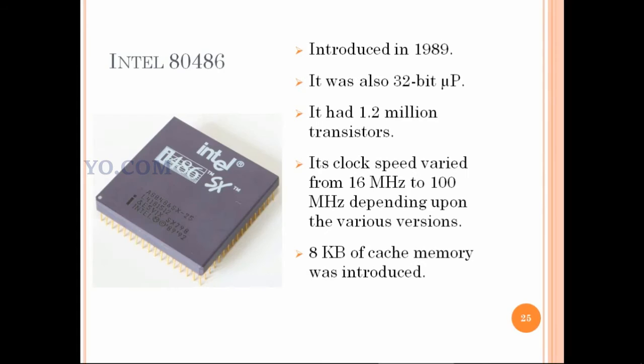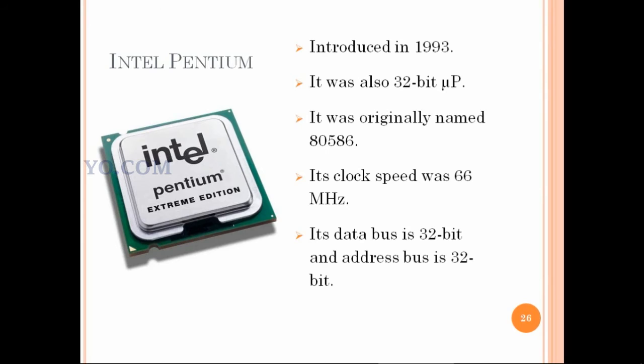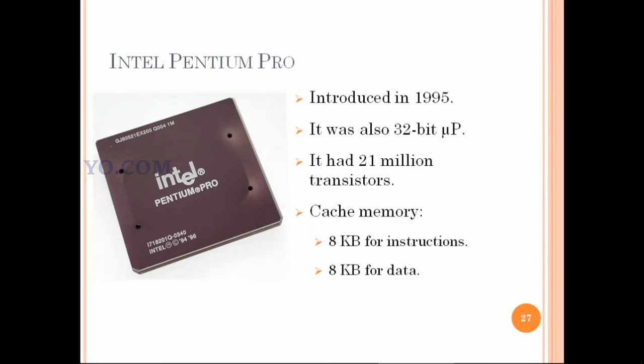What is the use of cache memory? Cache memory is used to increase the speed of operation; it increases the speed of data transfer between the processor and memory. Next one is the Pentium microprocessor. The Pentium processor was released in 1993. It is also a 32-bit microprocessor. The original name of the Pentium is 586, or 80586. The clock speed is 66 MHz. The data bus is 32-bit and the address bus is also 32-bit. That is the Pentium microprocessor.